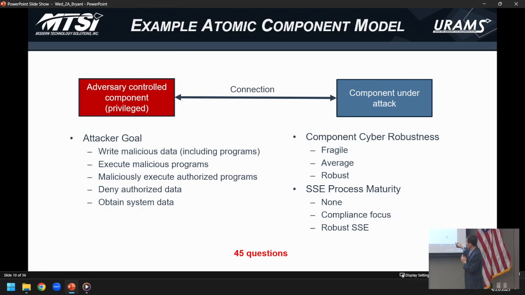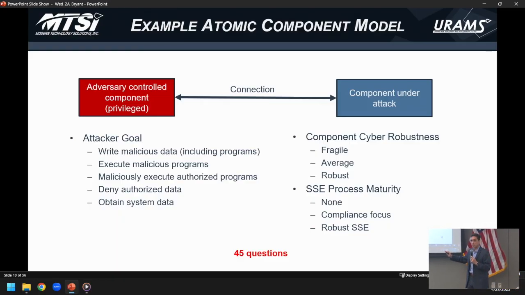The other thing we did is I had 2 other sets of factors, one for component cyber robustness, so how strongly designed is this against cyber attack, and then SSE process maturity, so how mature was the process under which it was designed? Given all the possible combinations, that gives you 45 possible combinations for a survey that I can then send to my experts.